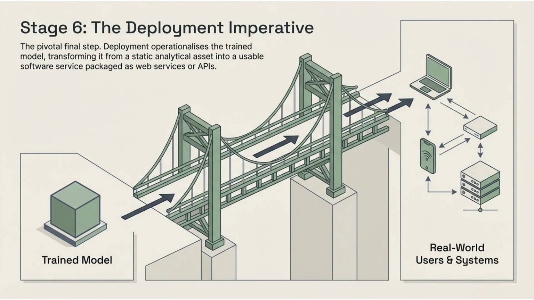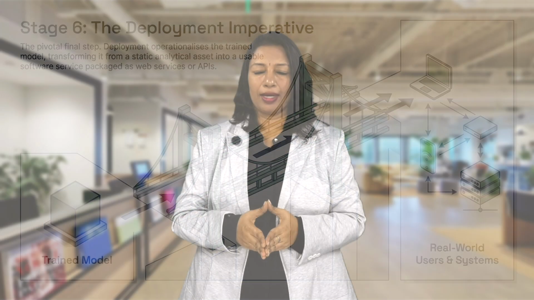By testing the model on validation data sets and using cross validation techniques, we can ensure that the model performs well on unseen data. The final stage of the pipeline is model deployment. In this stage, the trained model is transformed into a useful software service. Instead of remaining a research experiment, the model becomes a system that can generate predictions for real users. Deployment often involves exposing the model through web services or APIs, allowing applications to send data and receive predictions instantly.